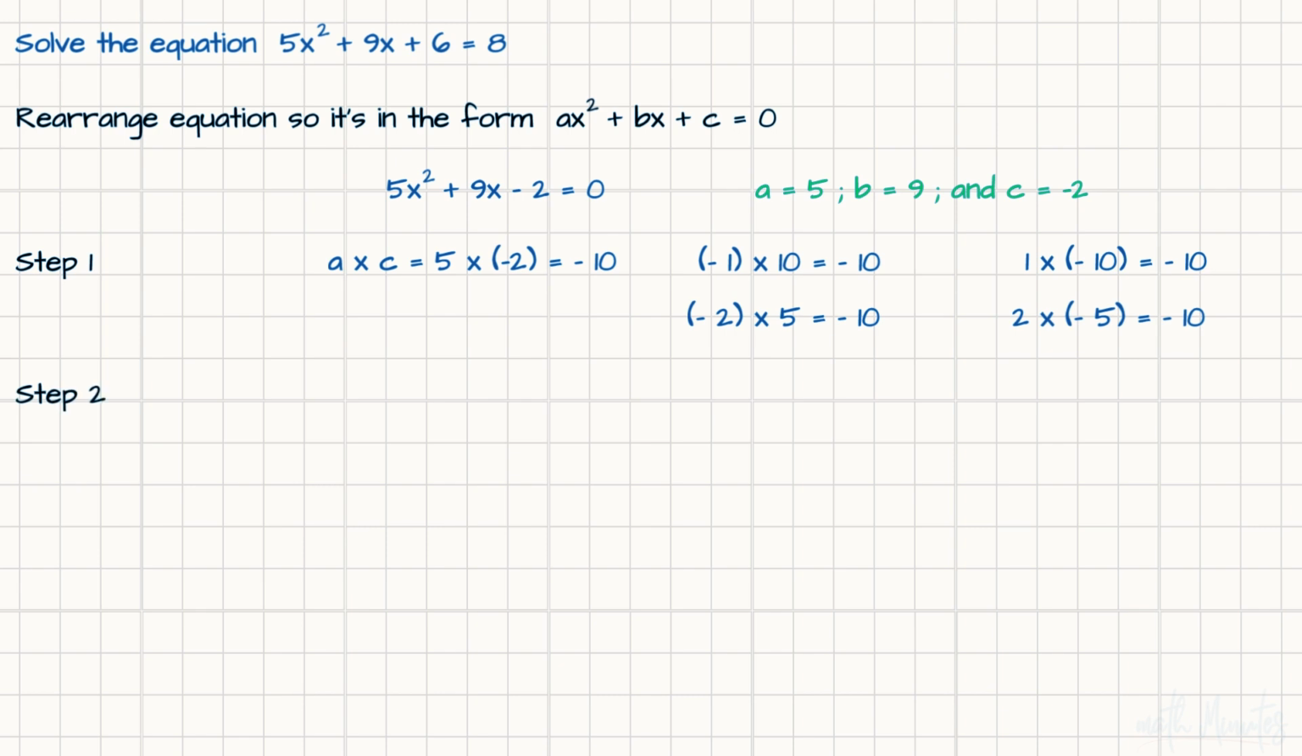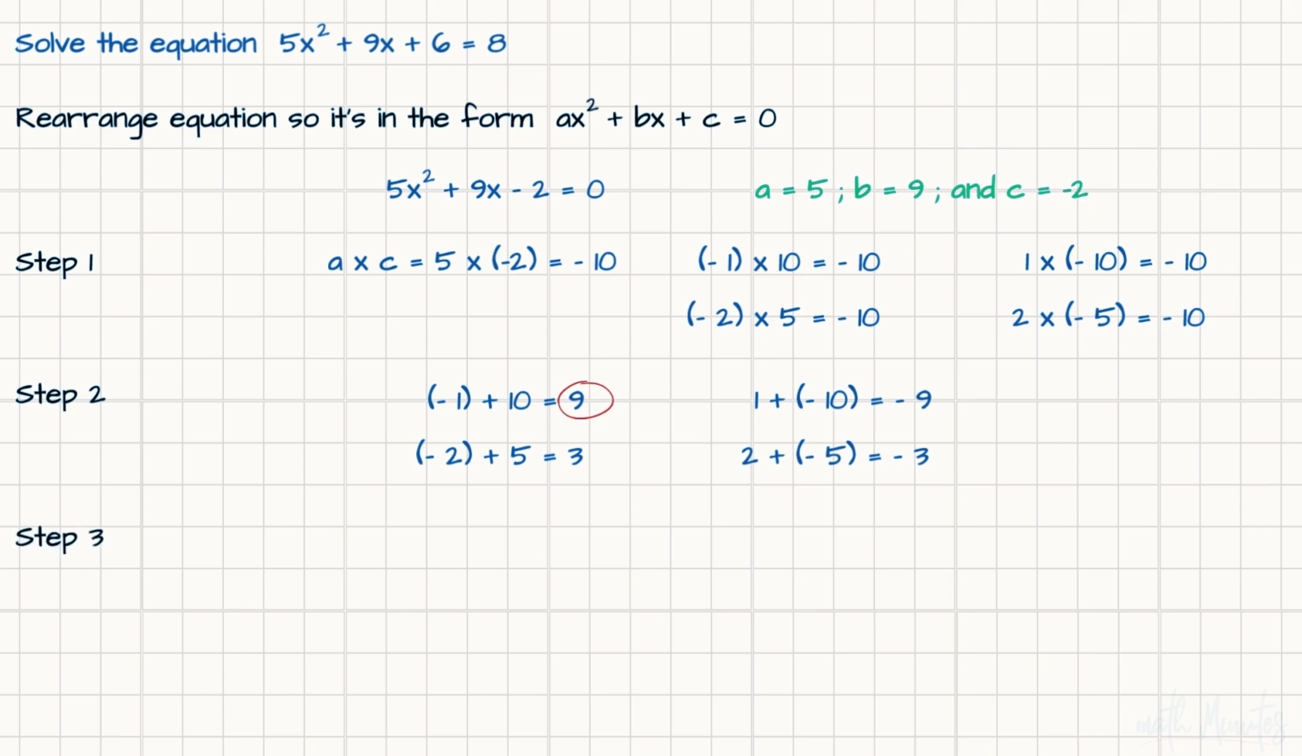Now we need to find two numbers whose product is equal to minus 10 and whose sum is equal to 9. We see that minus 1 plus 10 equals 9. 1 plus minus 10 equals minus 9. Minus 2 plus 5 equals 3. 2 plus minus 5 equals minus 3. So our numbers are minus 1 and 10.